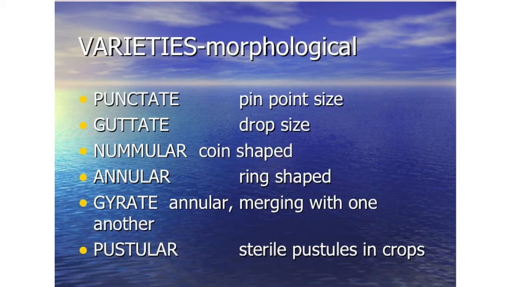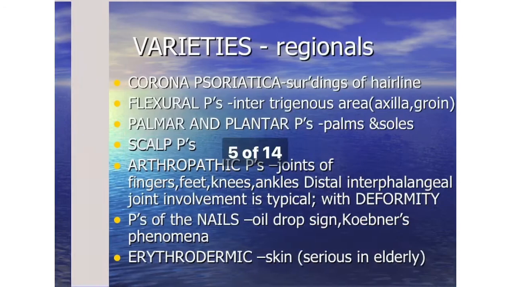Next, the varieties which come under the morphological conditions. There is punctate psoriasis, which is pinpoint size psoriasis. Guttate psoriasis means a drop size. Nummular, which is coin sized. Annular, which is ring shaped. Gyrate, which is annular lesions merging with one another. Pustular, sterile pustules which occur in crops. So these are the 6 varieties here.